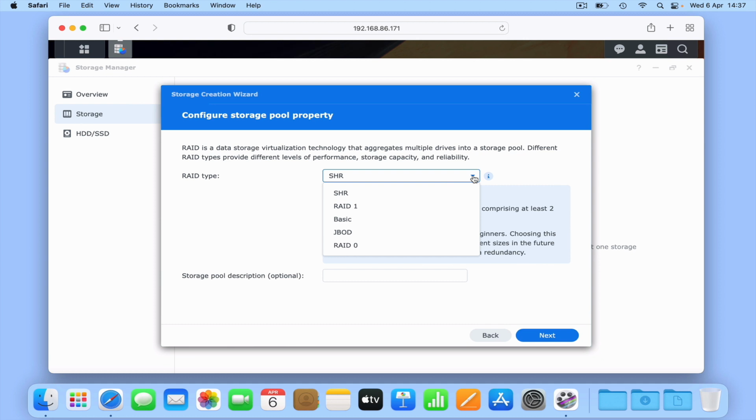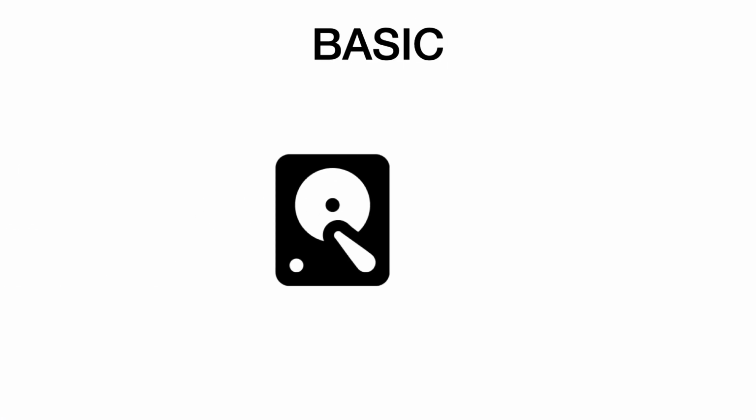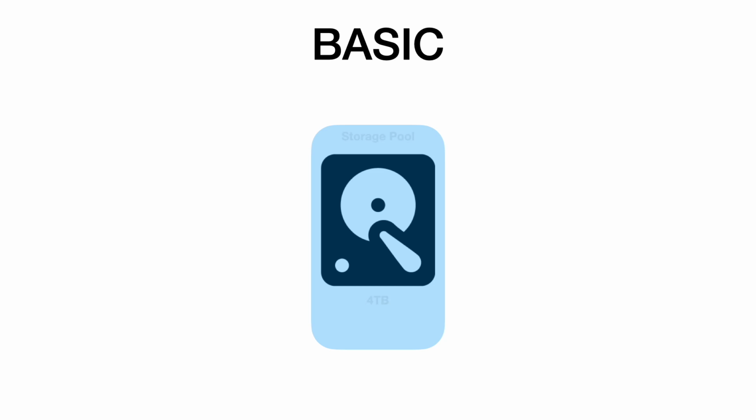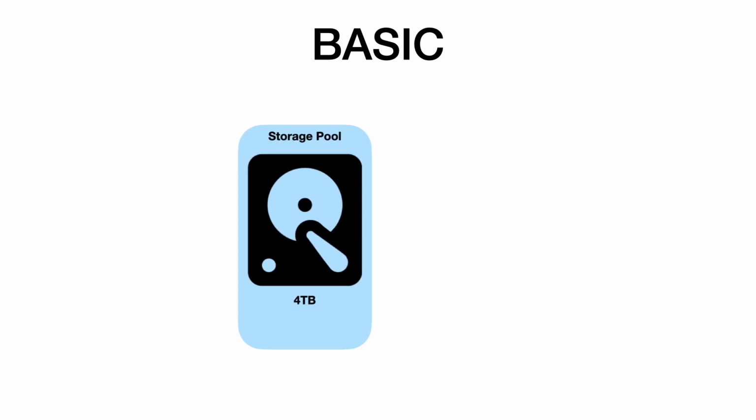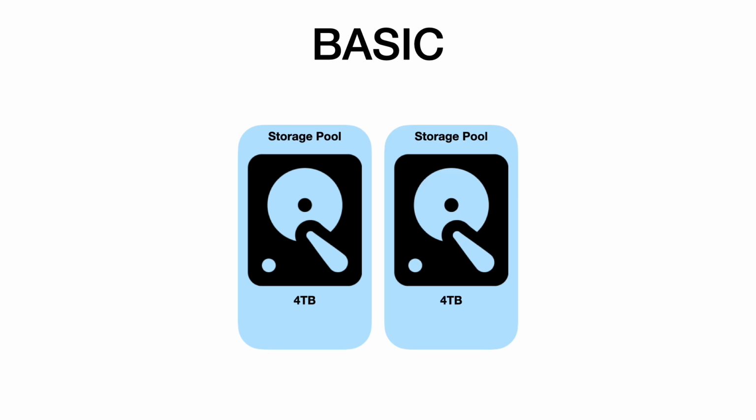While we've already discussed RAID and SHR in a previous video, we did not discuss BASIC or JBOD, so let's try and quickly explain what they are. BASIC simply means that each individual drive in our NAS will become its own storage pool, so none of our storage pools will have redundancy or be able to expand in size if we were to add a drive to our NAS.